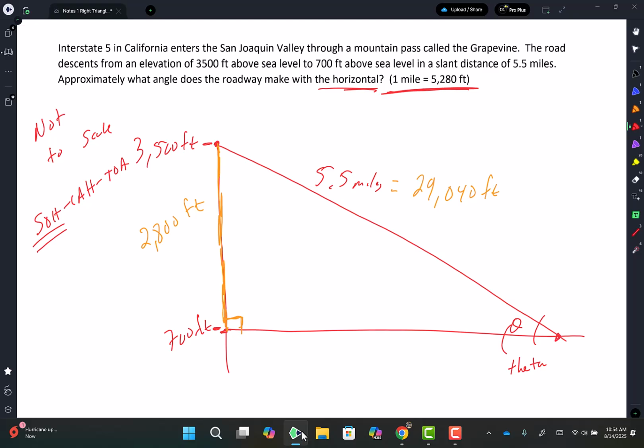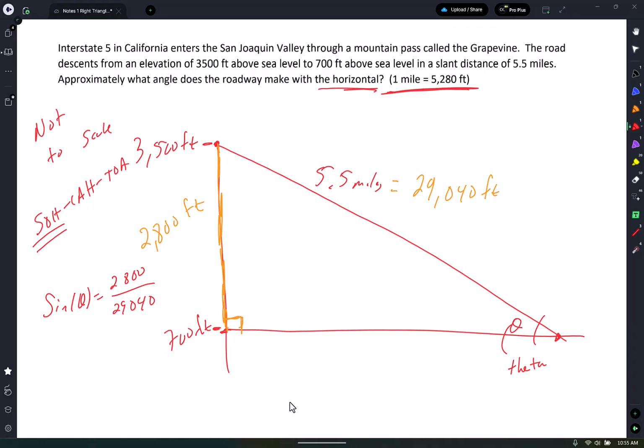So here we go. I'm going to write sine theta equals 2,800 over 29,040. So here's something that maybe we know, maybe we don't know. We're about to find out right now. How do I get theta by itself? It starts with an I. Second letter N. I guess you could also say A.